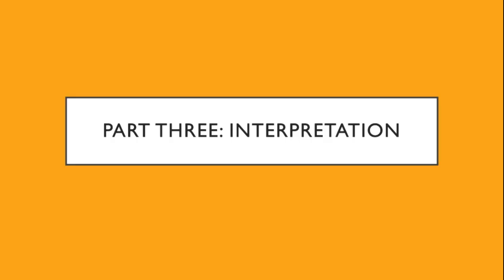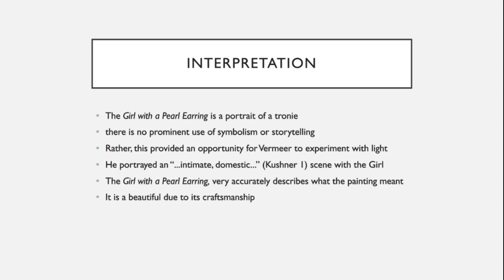The third part of this formal analysis is the interpretation. The Girl with the Pearl Earring is a portrait of a tronie and is solely focused on this character. Thus, there is no prominent use of symbolism or storytelling in this piece. However, to Vermeer, this portrait was an opportunity to experiment with light and its properties.